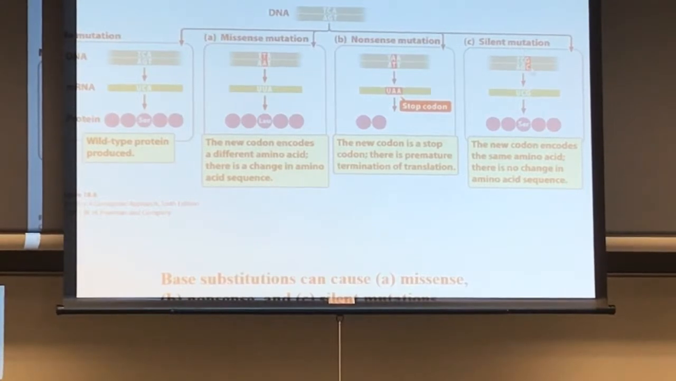Silent mutation is where one nucleotide has changed, but this UCG also codes for serine, just like UCA. UCA codes for serine, UCG codes for serine. So even though a nucleotide is changed here, there is no change in an amino acid. So that is referred to as a silent mutation.